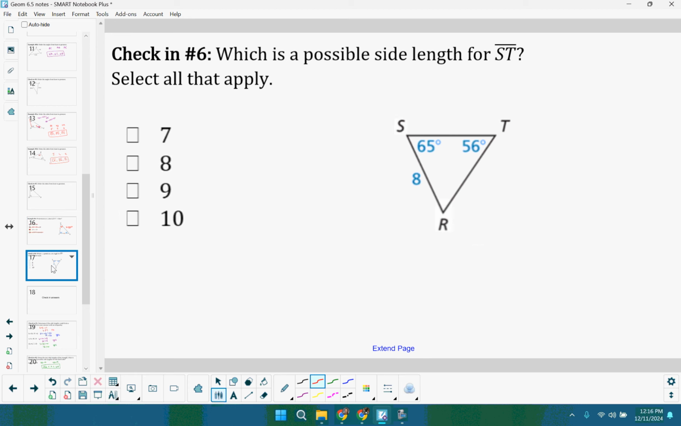There's one last problem for you to try. It is a select all that apply problem. Pause now if you'd like, but this is also the end of the lesson for section 6.5.